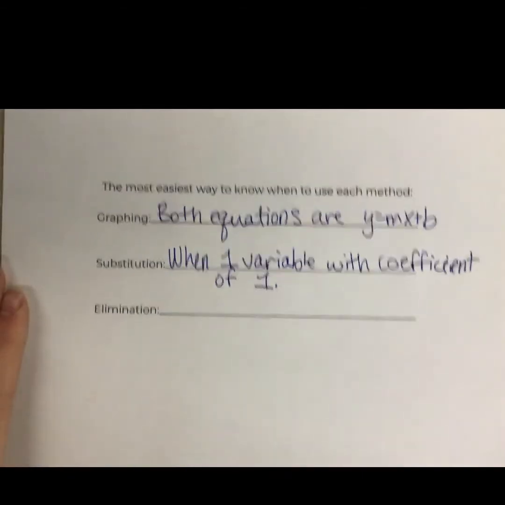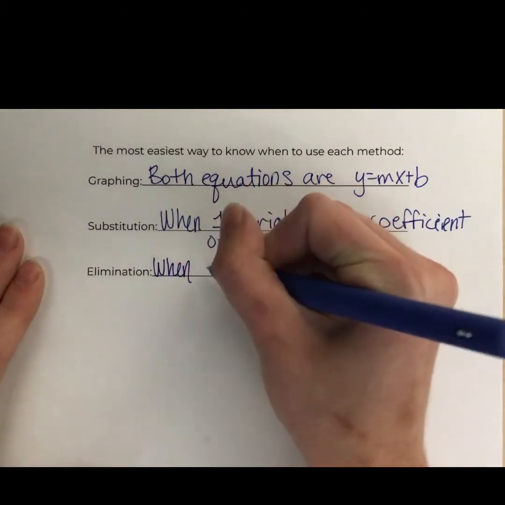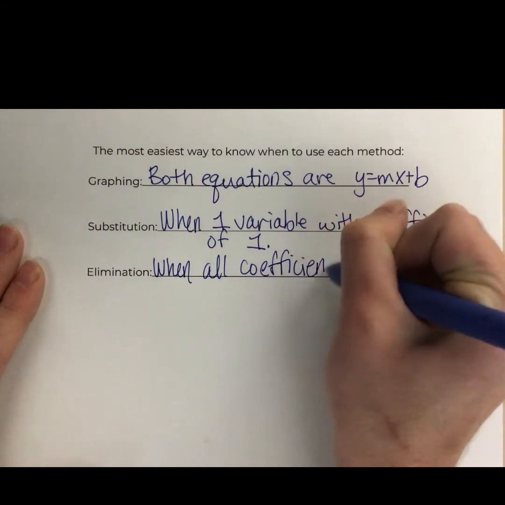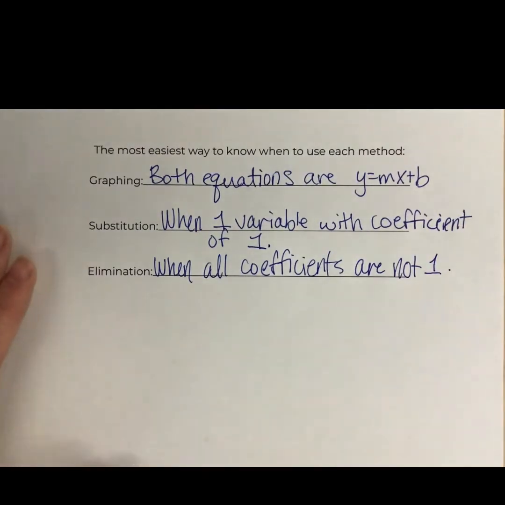For elimination, the easiest way to know when to use elimination is when all coefficients are not 1. So in that last example, I had a coefficient with each of my variables. So that meant that it was going to be easiest to try and find some number that I could multiply each of them by to get what my variable that I would be eliminating is.